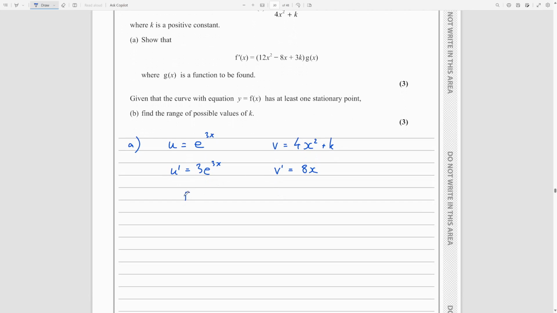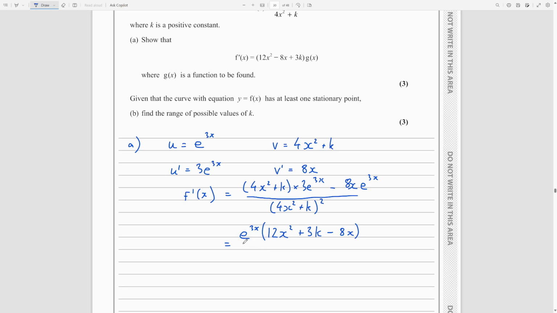So the derivative, f dash of x, using the quotient rule, is v u dash minus u v dash, so that's 8x e to the 3x, all over v squared, and that's 4x squared plus k all squared. Okay, I need to simplify this. How am I going to do that? Well, I'll probably factorize out e to the 3x on top. So e to the 3x, and what's left? Well, you've got 3 times all of this, so that's 12x squared plus 3k, and you've got minus 8 times this, so minus 8x.